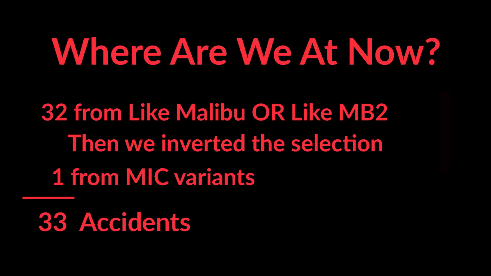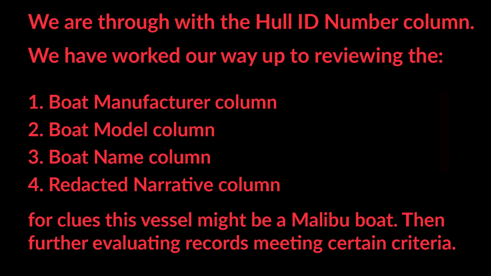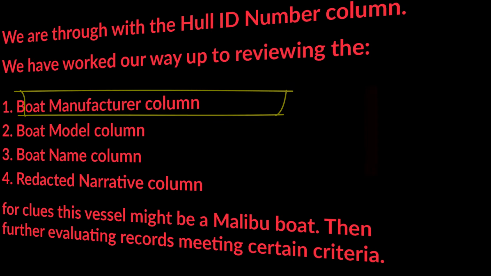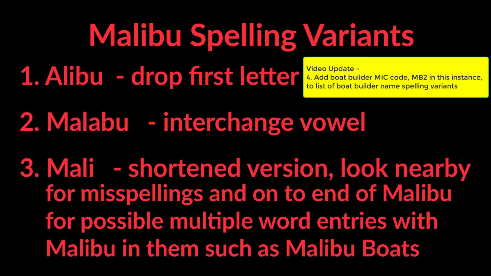Now we're going to quickly run the procedure we followed in Boat Builder Episode 3. It will go much quicker because there will be fewer hits to resolve. We are through with the hull ID number column. We've worked our way up to reviewing the various columns, the boat manufacturer column, the boat model column, the boat name column, and the redacted narrative column for clues this vessel might be a Malibu boat. Then we further evaluate those records meeting certain criteria. We will begin with the boat manufacturer column. We will search the boat manufacturer column for spelling variants of Malibu we identified earlier.